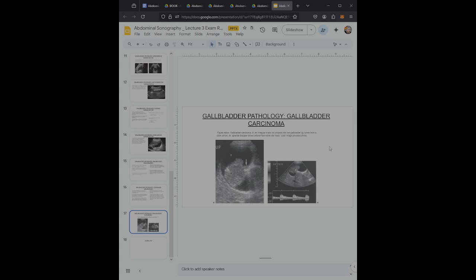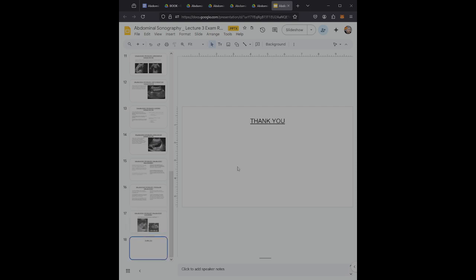Sonographic findings of the gallbladder carcinoma include a non-mobile mass within the gallbladder lumen that measures greater than 1 centimeter, diffuse or focal gallbladder wall thickening, an irregular mass that may completely fill the gallbladder fossa, or invasion of the mass into surrounding liver tissue. And this is all.